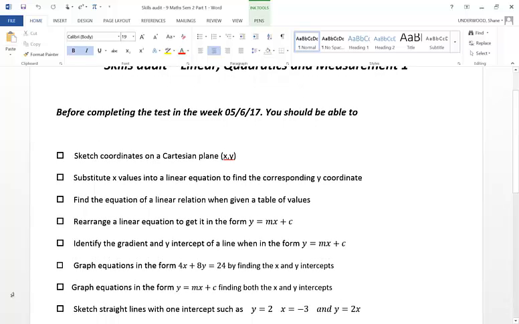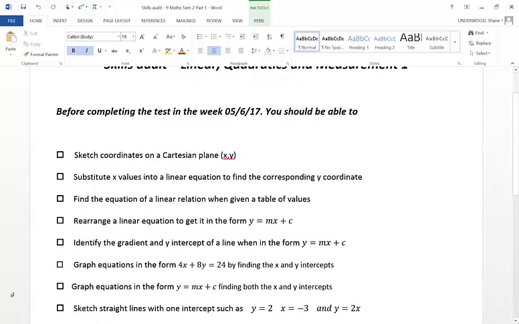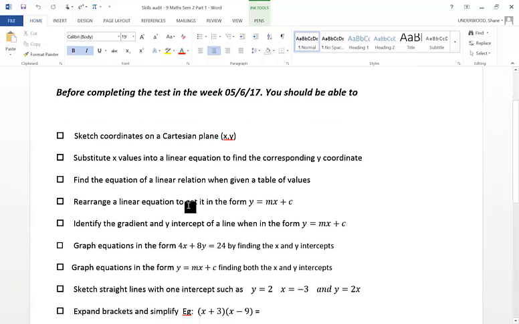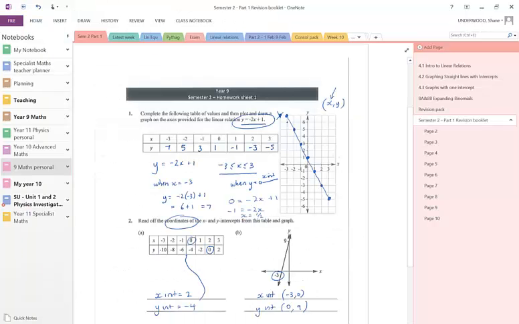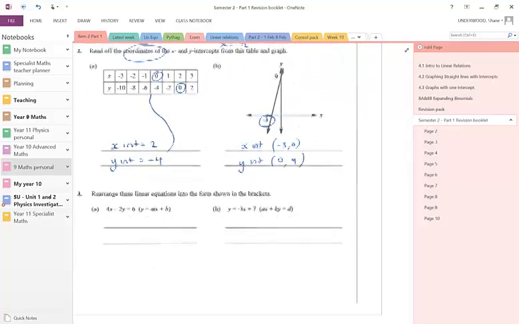Yes. Can we find the equation of a linear relation when given a table of values? Yes, we should be able to do that. Now we're up to rearranging a linear equation and identifying the gradient and things. So let's continue. This is the rearranging part.